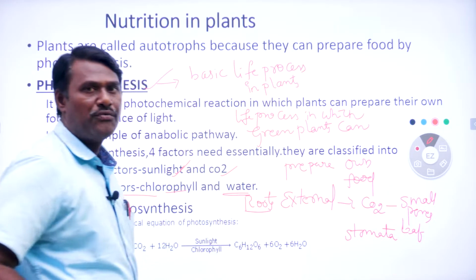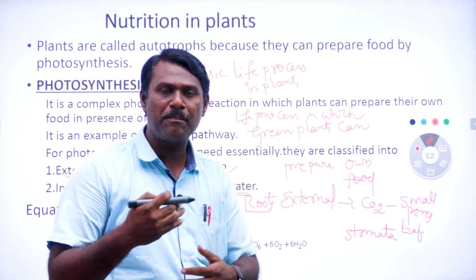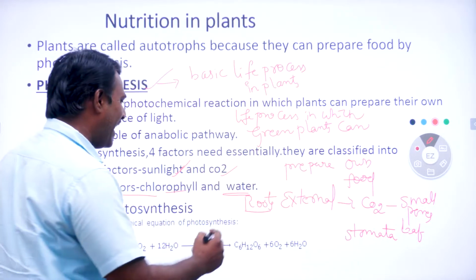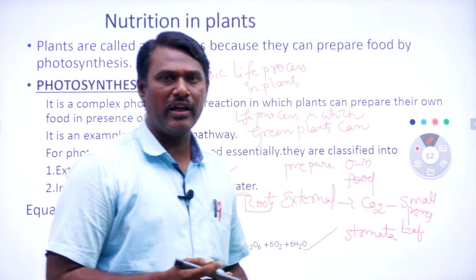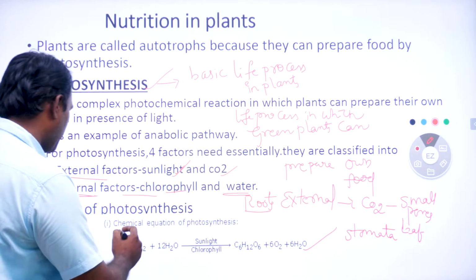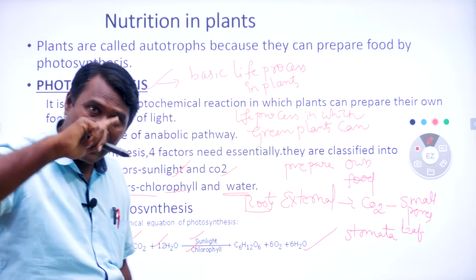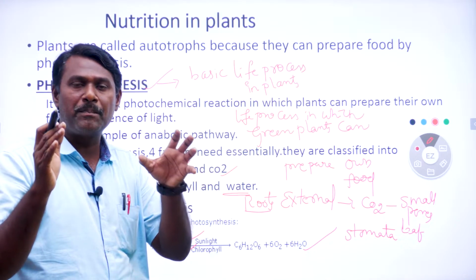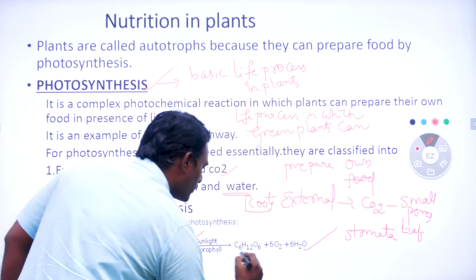So these are the 4 factors required for photosynthesis, and this is how these 4 factors are utilized by the plants. Now we can see the balanced equation of photosynthesis, very important from the NEET point of view as well as board examinations. We have the 4 factors: carbon dioxide, water, sunlight and chlorophyll. By utilizing these 4 factors, plants prepare the food material, and the prepared food is preserved in the form of glucose.